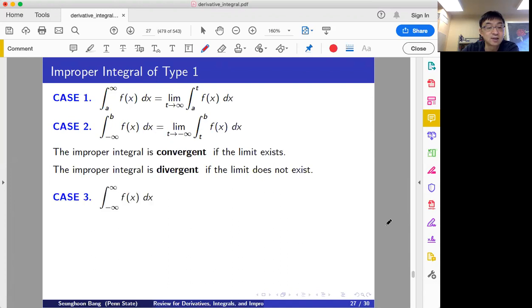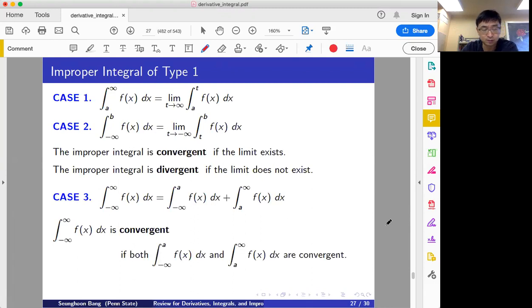The third case: the improper integral from minus infinity to infinity of f of x dx. How can you solve it? You can split it into two improper integrals: the integral from minus infinity to a of f of x dx plus the integral from a to infinity of f of x dx. The integral from minus infinity to infinity of f of x dx is convergent. What does it mean? Both improper integrals are convergent. It is divergent if either one is divergent. This is the exact definition of the improper integral of type 1.